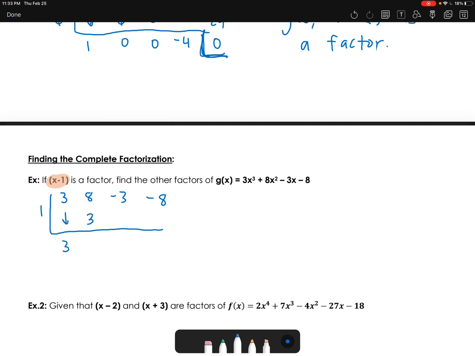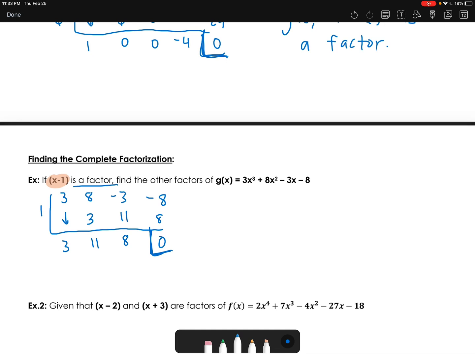3, 1 times 3 is 3. 8 plus 3 is 11. 11, -3 plus 11 is 8. And we get 0. So that's what we should get. If you end up with a number when it tells you it's a factor, you made a mistake somewhere. So always go back and check your work.